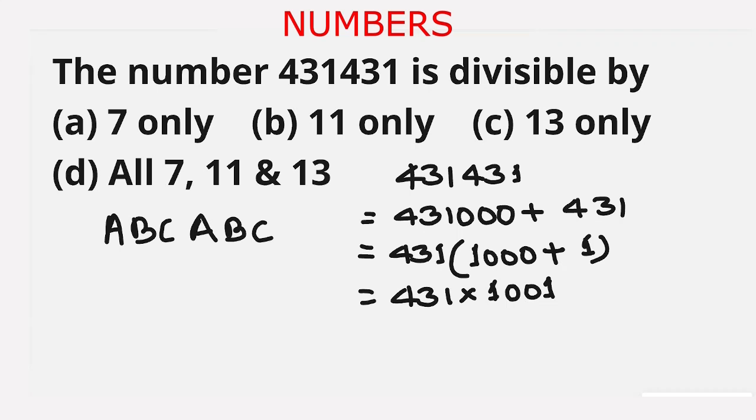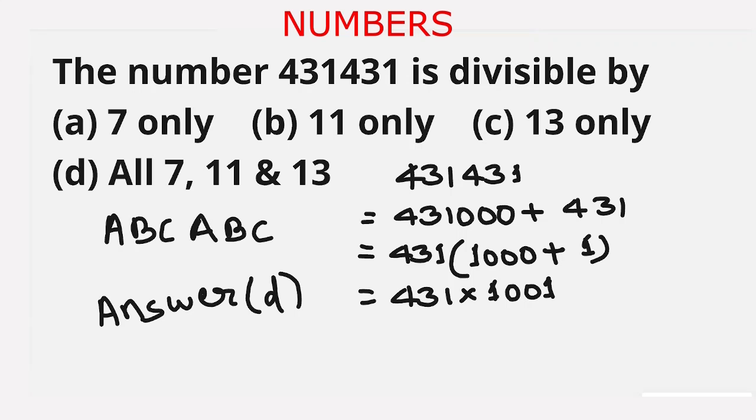Now we divide 1001 by 13. 100 divided by 13: 13 times 7 is 91. Balance is 9, and we carry 1. Again we get 91, and 7 times 13 is 91. So it is divisible by 13 as well. Therefore, the whole number 431431 or all such numbers which are of the form ABCABC are divisible by 7, 11 and 13. And from the given options, our answer is option D.